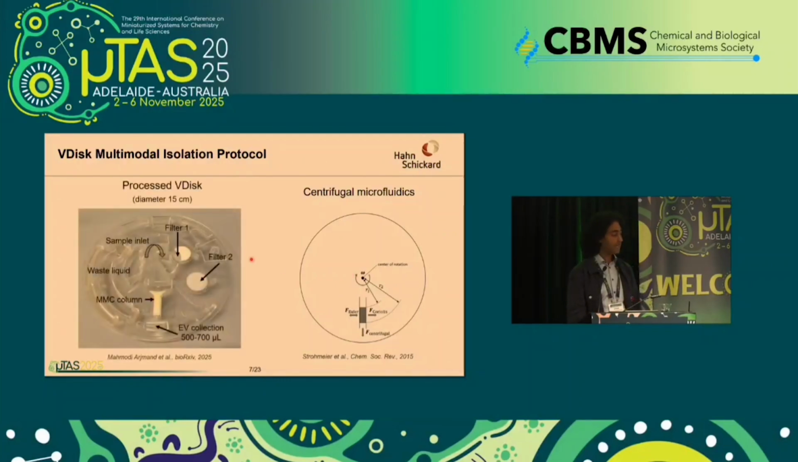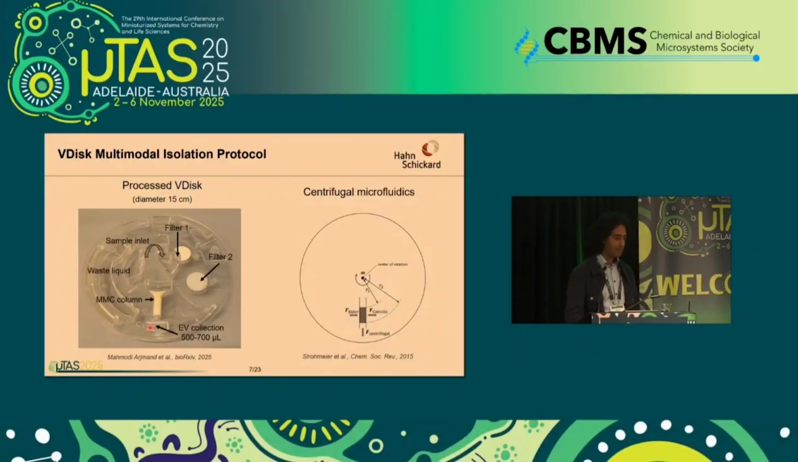On the left side, you can see the picture of the VDisk after isolation of some plasma samples. This cartridge has been made by injection molding, and then we seal the cartridge using a COC foil thermally. The cartridge includes a sample inlet, 2 membranes, and both membranes are also integrated thermally to the disk, an MMC column, and a big chamber for collecting the base liquid. At the end, we can pipette out the purified EVs from this chamber.